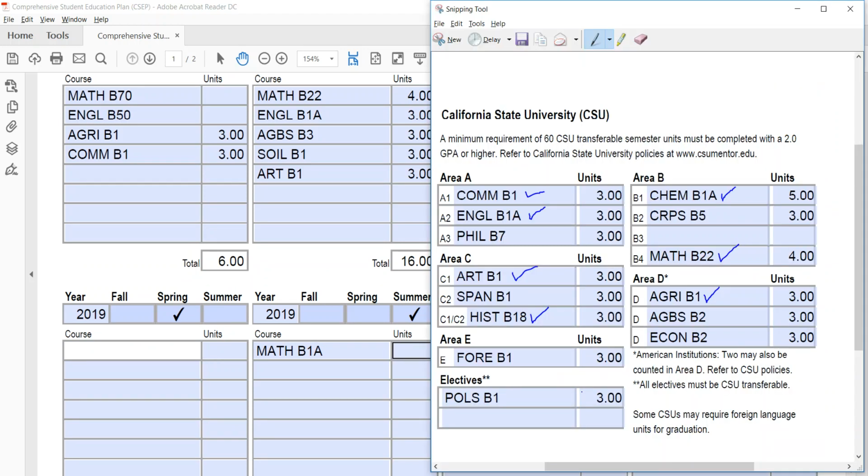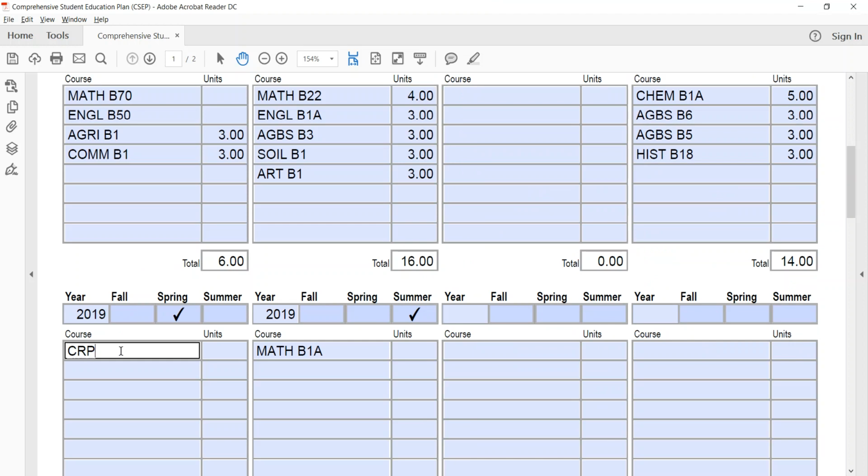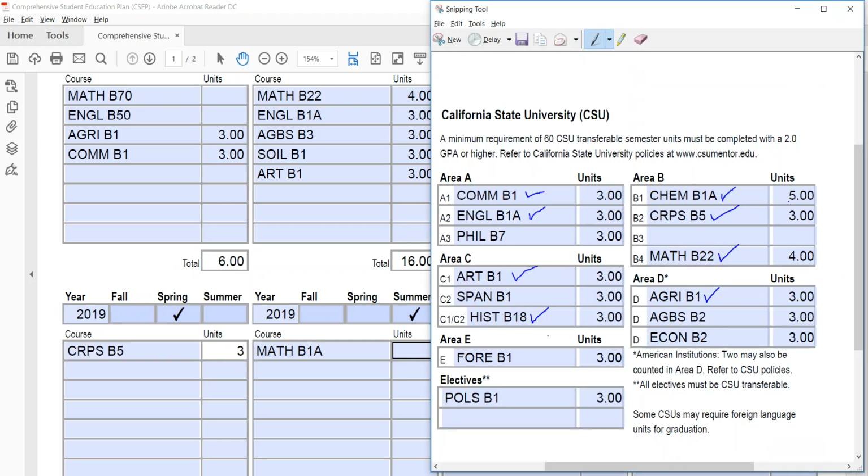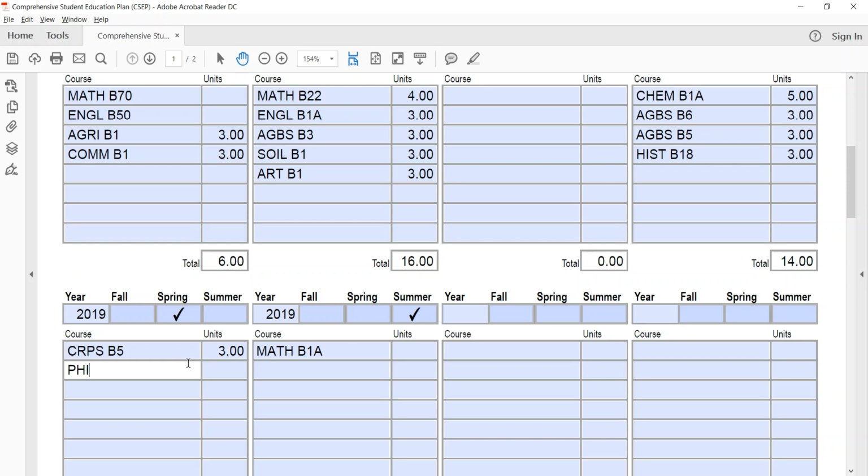Let's go ahead and get this crops class done. Let's see, where's my little cursor? There it is. We're going to get this crops class done. That's a 3-unit class. Maybe Spanish? Or let's do philosophy. Philosophy B7. That was a 3-unit class.